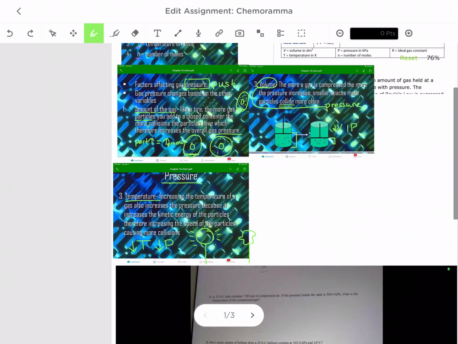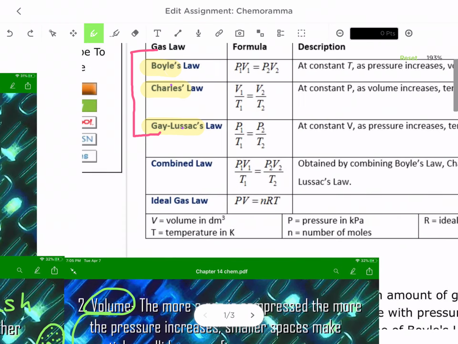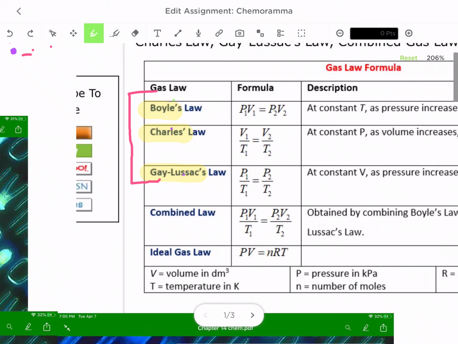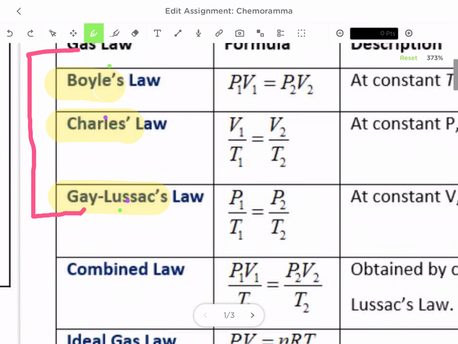Now, our scientists back up here, Boyle, Charles, and Gay-Lussac, came up with laws based on these variables. When I was in high school, my chemistry teacher, Mr. Crum, was absolutely amazing, and I still talk to him to this day. He taught me some ways to remember these laws.